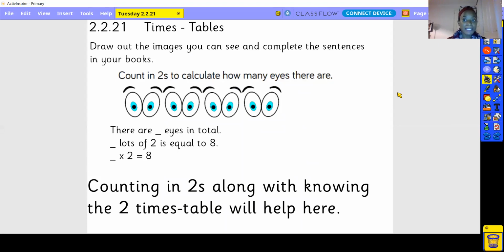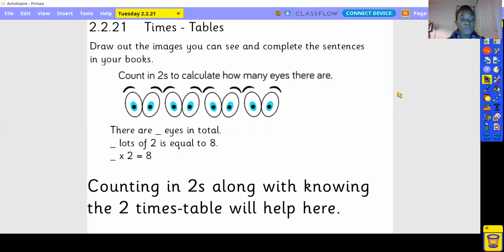Okay, so today, again, if you've done some English work, feel free to maybe do a line underneath it, or just write out today's date and the title times tables. Draw the images you can see and complete the sentences in your books. How many eyes are there? What's missing from that multiplication sentence? What's missing from that times table?